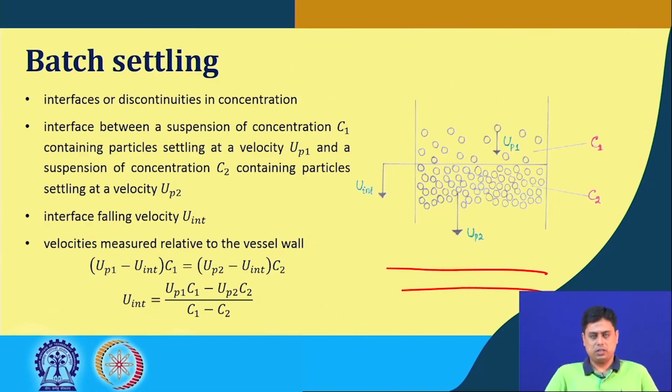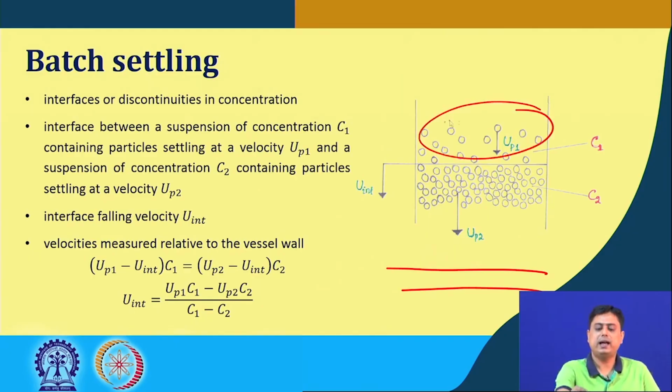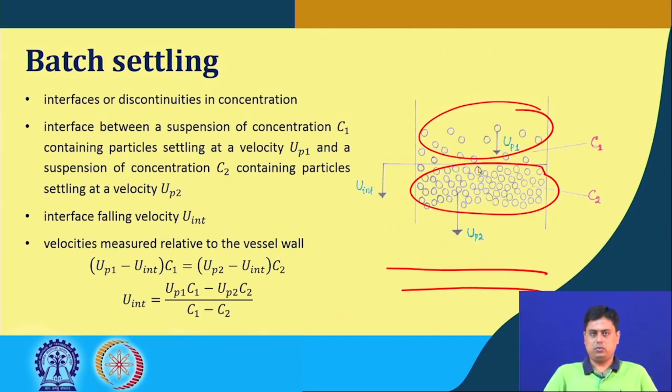Now, this interface between the suspension of say concentration C1 will have a particle terminal velocity of up1, and the region where the concentration is C2, assume that there the particles are settling with the settling velocity of up2, the actual particle velocity. This interface, because here we have the dilute suspension and this is a dense suspension, you can identify. Now, this interface is falling at a velocity u interface. These velocities are all measured with respect to the vessel walls.